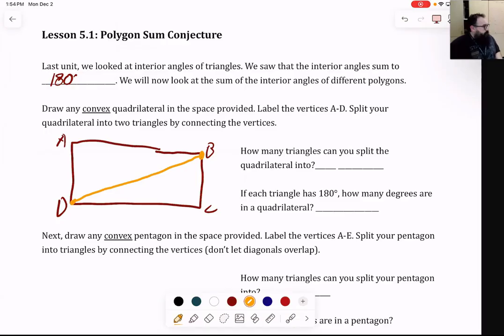Okay. Can I make more triangles without overlapping? Without overlapping. Or without crossing? Does that overlap? Yeah, so we can't do that. So what's the most amount that I'm able to split without overlapping? 2. Well, but how many triangles am I able to make? 2. Okay.